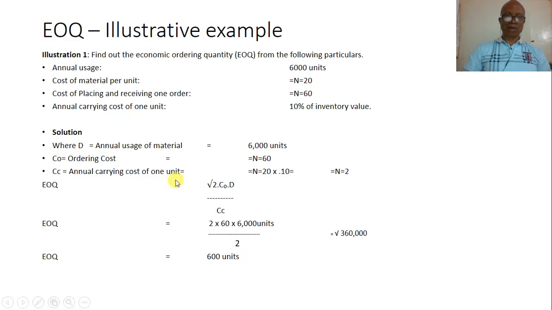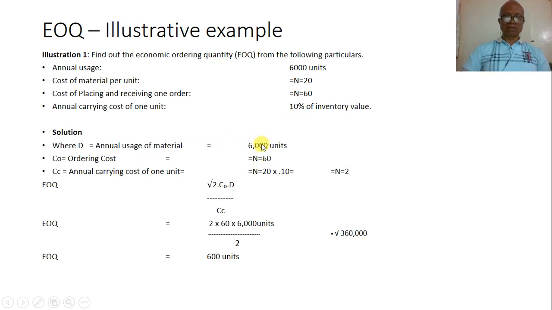So let's look at an example here. Find the economic order quantity from the following particulars. Annual usage is 6,000. Cost of material per unit is 20, and the cost of placing and receiving one order is 60. Then the annual carrying cost of one unit is 10% of the inventory value. So 10% of the material cost is 2. So that tells you that what you'll be looking at now is 2 as your carrying cost.